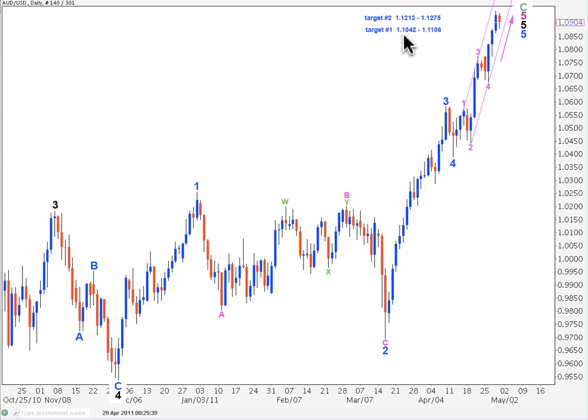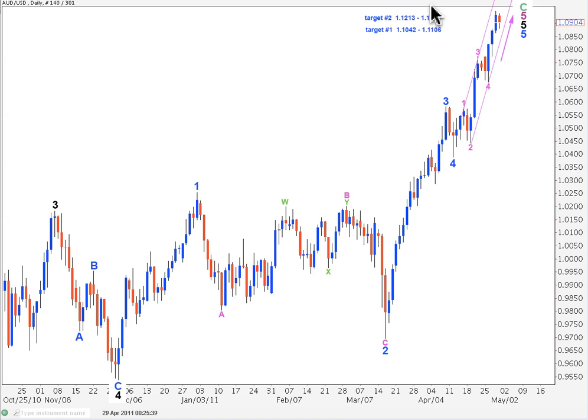At 1.1042, cycle wave C will reach equality with A, and at 1.1106, blue wave 5 starting down here will reach equality with blue wave 1. The second target zone at 1.1213, pink wave 5 beginning here will reach 1.618 the length of pink wave 3. At 1.1275, blue wave 5 will reach equality with blue 3, and in the middle of this second target zone as well, at 1.1224, primary wave 5 beginning off to the left of the chart will reach equality with primary wave 3. So the second target zone also has another point within there. There's a cluster in this second target.